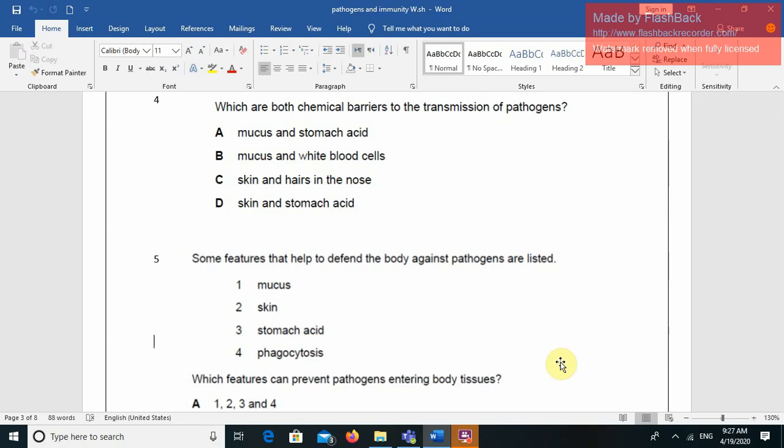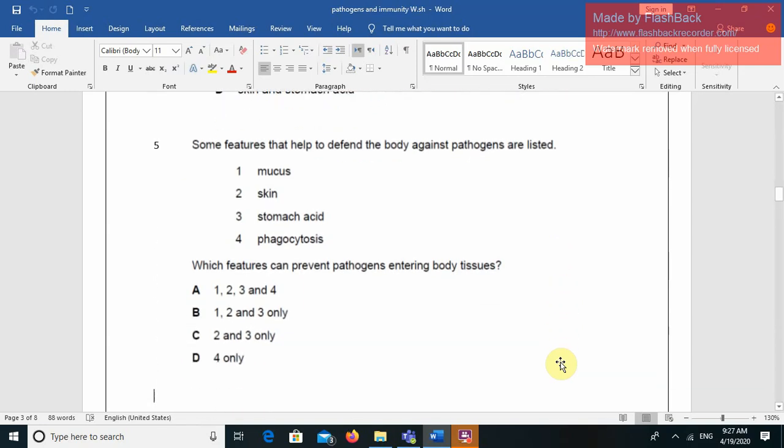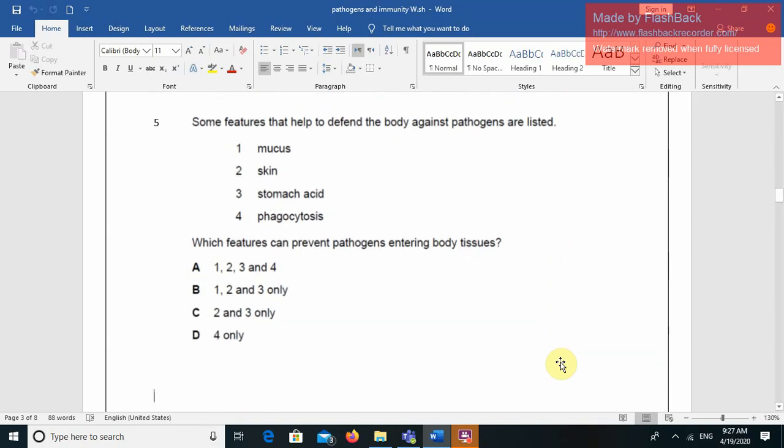5. Some features that help to defend the body against pathogens are listed. Let's look at this question. It is very similar, but this question talks about the defenses in general. It doesn't ask whether it is chemical or mechanical, but which one prevents the pathogen from getting inside the cells or inside the tissue. Mucus, skin, stomach acid, phagocytosis. Mucus, skin, stomach acid, yes. They work as a barrier.